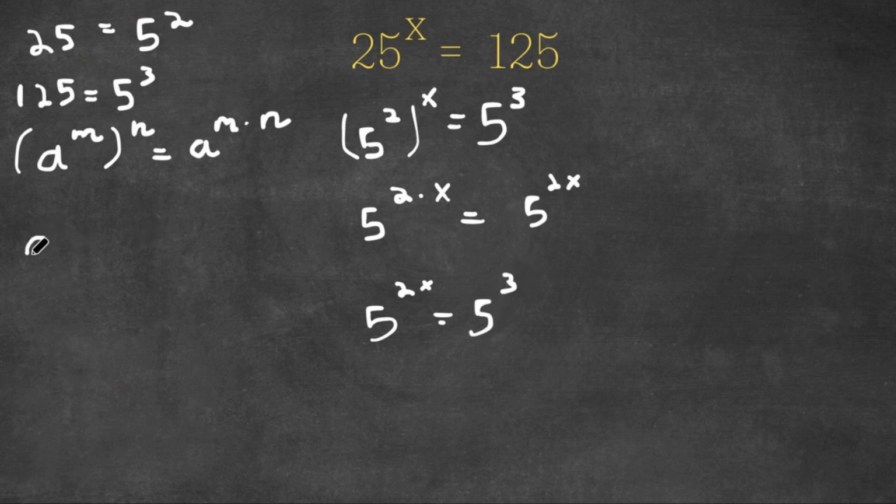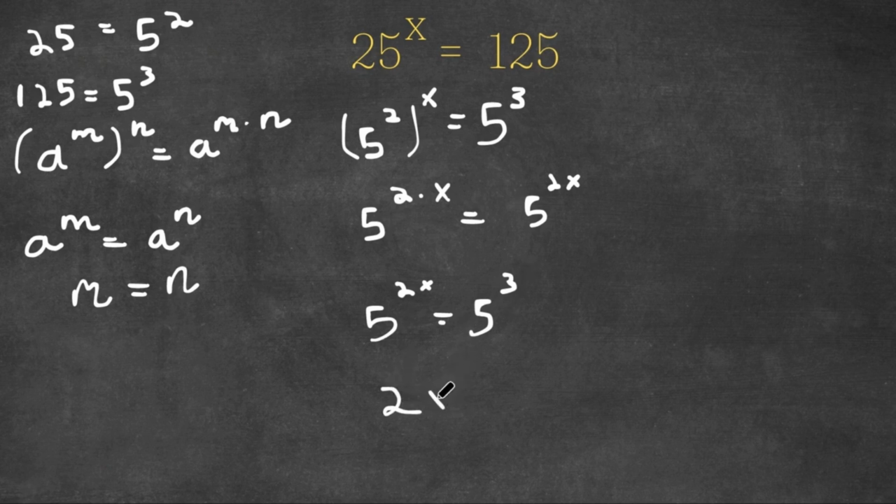And if we have something in the form a to the power of m is equal to a to the power of n, then this means that m is equal to n. So right here, we have 5 to the power of 2x equals 5 to the power of 3. This means that 2x is equal to 3.